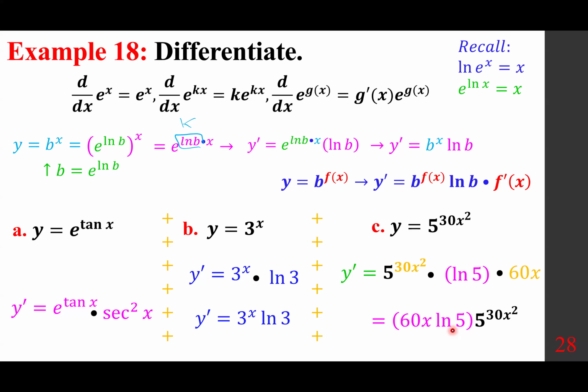So a quick recap. For e to the power of x, the answer is itself. Therefore, for every exponential, you start with itself. If it's e to the power of kx, times k. If it's e to the power of g of x, times g prime of x. If it's b to the power of x, times ln b. If it's b to the power of f of x, times ln b times f prime of x. So always write the same thing. For any exponential function, the answer is itself first.